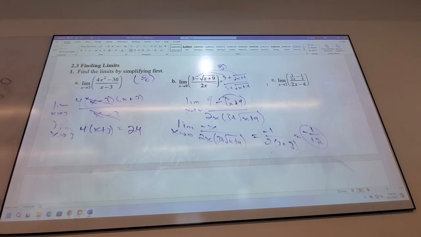Let's see. So I'm right here. Limit as x goes to 0 of 9 minus x plus 9 over 2x. So let's do this step by step. 9 minus x minus 9, right?